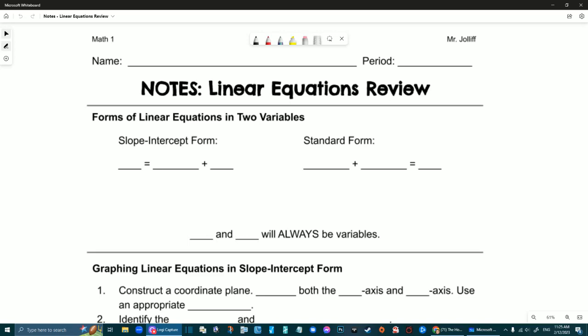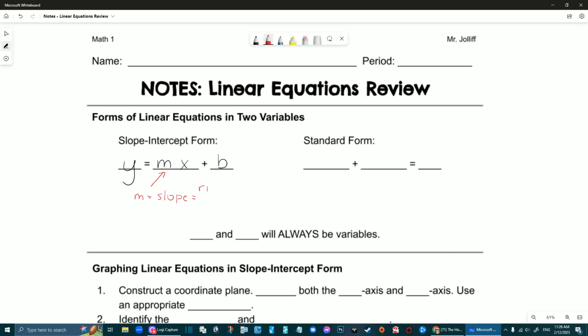The first we've seen is slope-intercept form, and that's one that we introduced last semester. And we know slope-intercept form is y equals m times x plus b. And we know in that form that m represents our slope. Slope tells us about the tilt of the line.